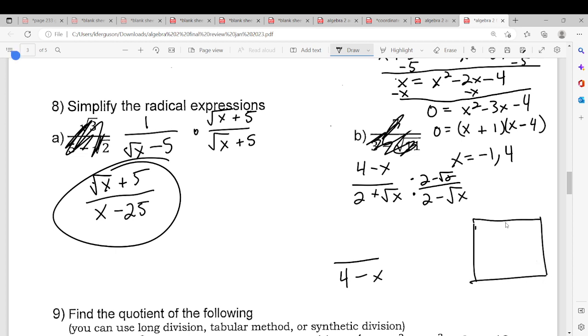I'm going to use the box method so I can explain it. So I got 4 minus x and 2 minus the square root of x. So when I multiply 2 times 4, that's 8. When I multiply 2 times negative x, that is negative 2x. When I multiply the negative square root of x times 4, that's negative 4 square root of x. And then if I multiply negative x times negative square root of x, that is positive x times the square root of x.